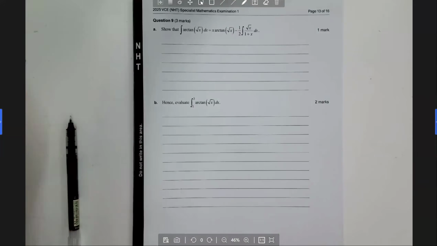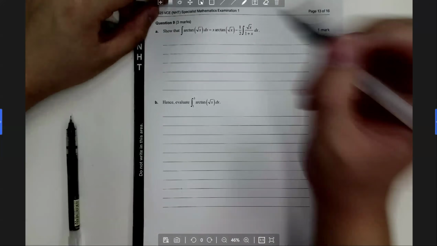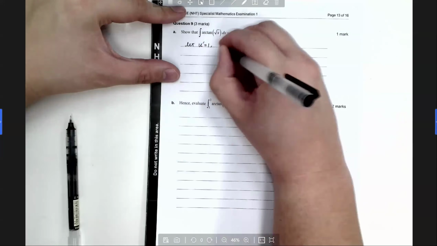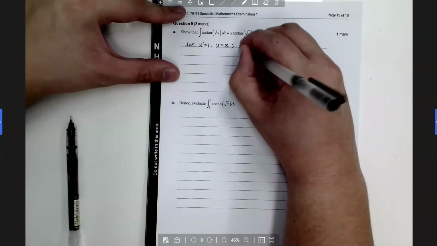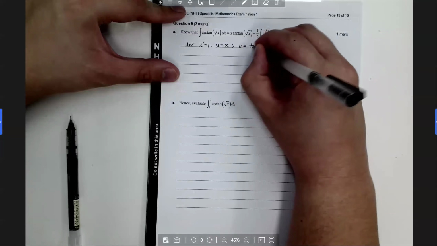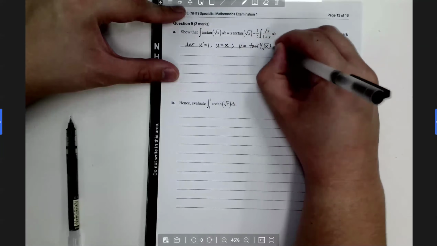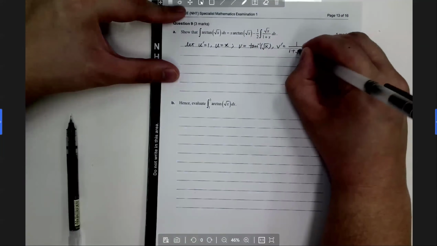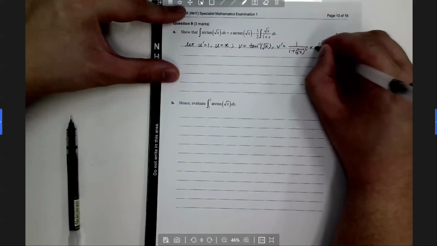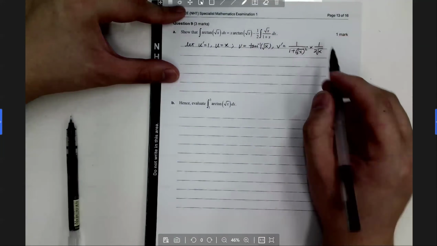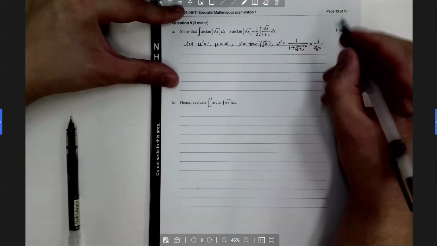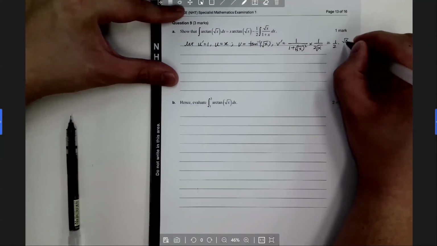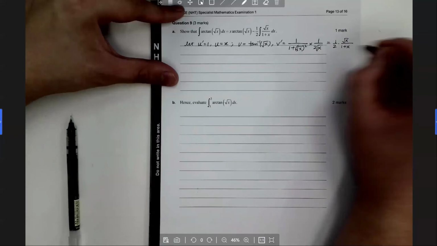So if I want to show the given result here, I'll say let u dash equals 1, u equals x, and v equals tangent inverse of root x. And v dash is going to be 1 over 1 plus (root x) squared times 1 over 2 root x. You have to show the chain rule here, okay? So effectively, it's just a half times root x divided by 1 plus x, okay?